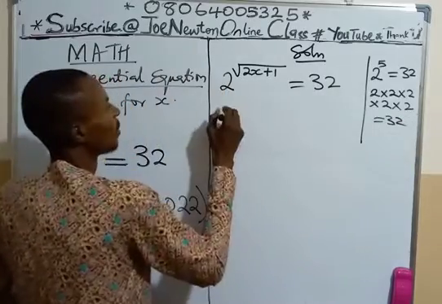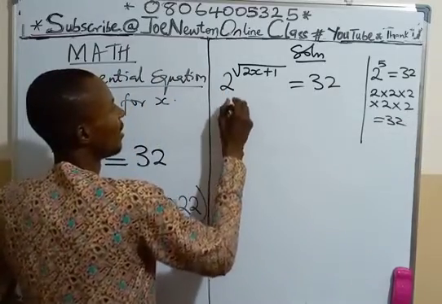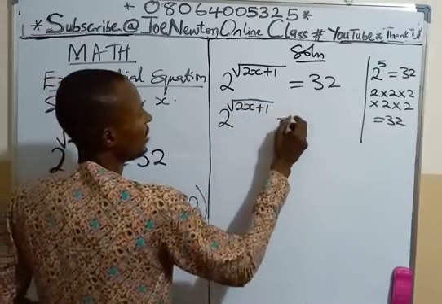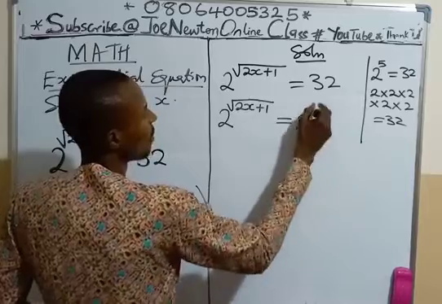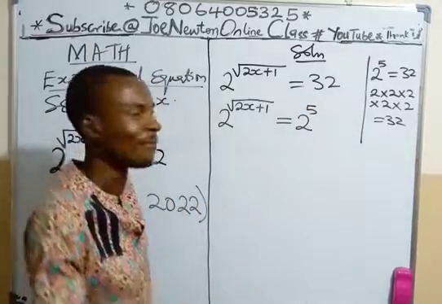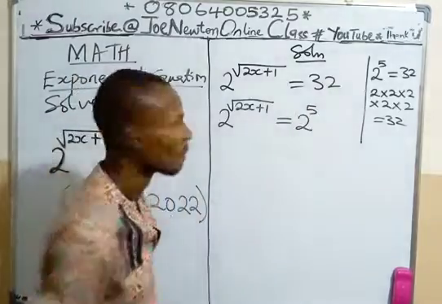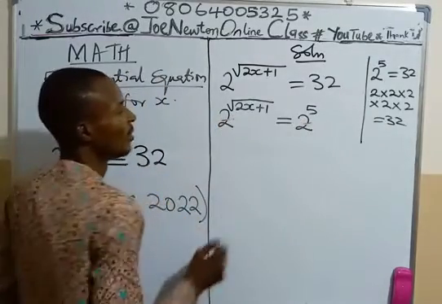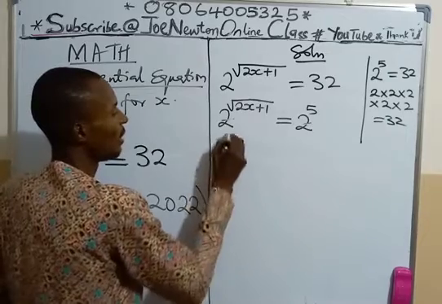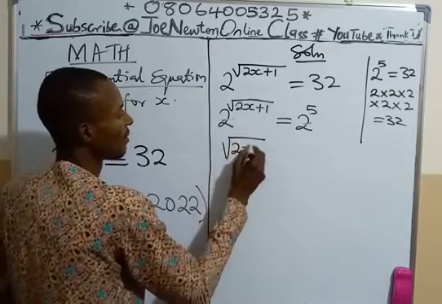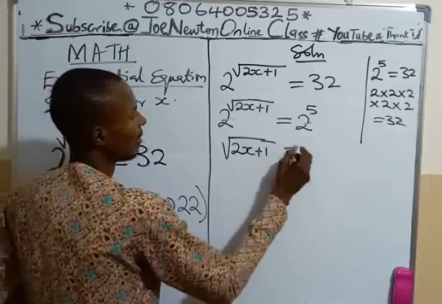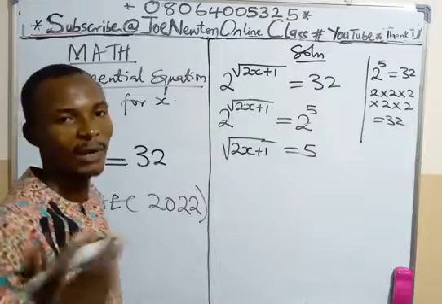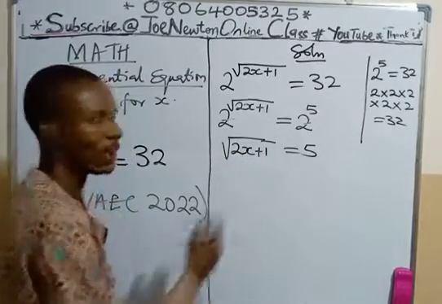So we can see that we have 2 raised to power square root of 2x plus 1 is equal to 2 raised to power 5, because 2 raised to power 5 gives us 32. Now you can see that this base is equal to this base. So what we need to do now, we are left with square root of 2x plus 1 is equal to 5. That is, we equate the powers, but the bases have cancelled each other.